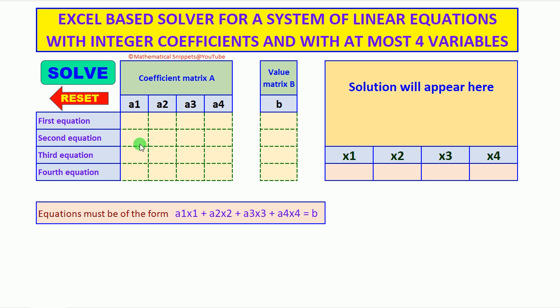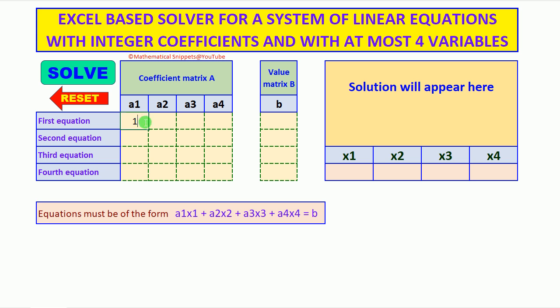So our equations should be of the type a1 x1 + a2 x2 + a3 x3, or maybe a4 x4. If you consider 4 variables, you can consider up to x3, or you can consider up to x2, or even just x1 also. And the number of equations also should be at the most 4, and variables also should be at the most 4. So just arbitrarily I put some numbers to test.